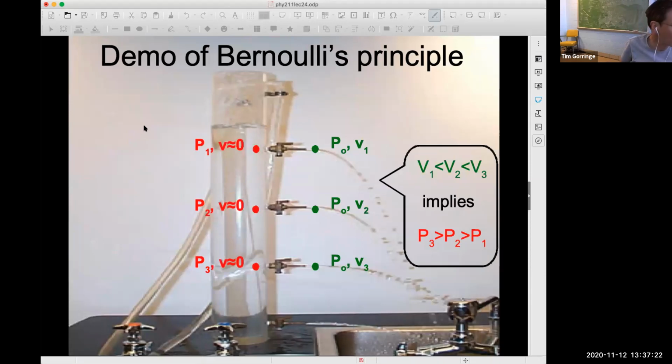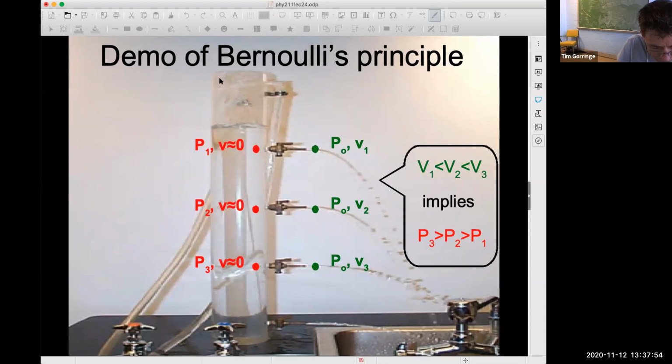Okay, I want to work an example of Bernoulli's equation and the relationship between pressure and speed. And that'll be the last topic for today. Now, I'm showing you here something that's quite interesting and illustrates this relationship between speed and pressure.